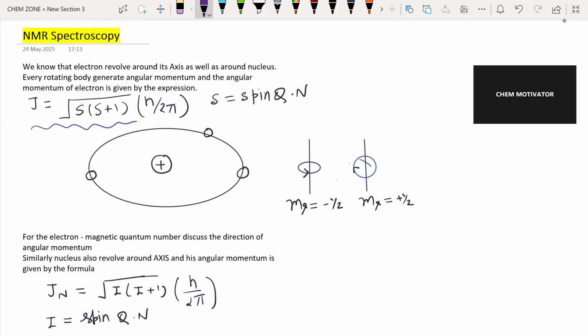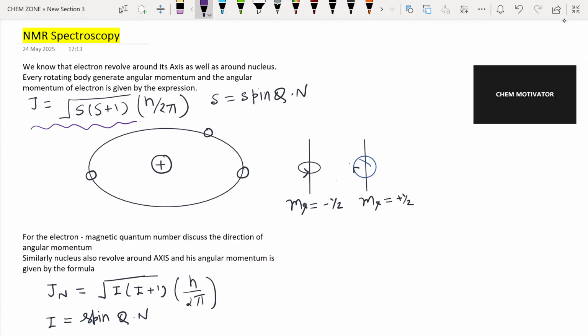Now, why am I discussing the electron? इलेक्ट्रॉन को समझकर हमें न्यूक्लियस को समझना है. So it's better to understand the electron initially, then we will discuss the nucleus. Okay.